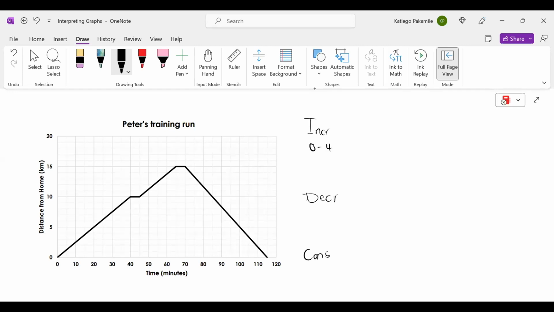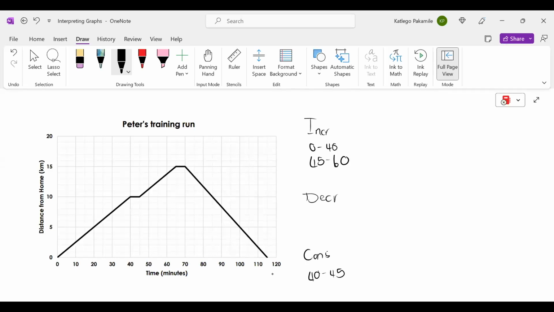So we have 0 to 40. What happens when it gets to 40? It stays constant, ma'am. The kilometers are constant. From 40 to 45. Then what happens from 45? From 45, it goes up to 60. So it is increasing, right? Ma'am, 45 to 60.